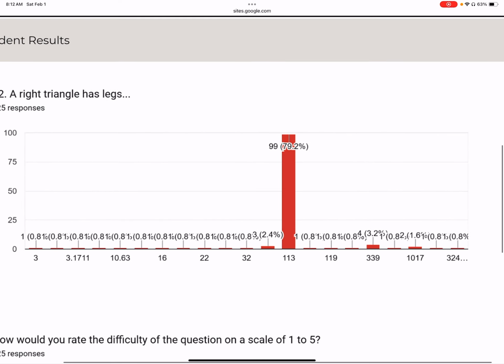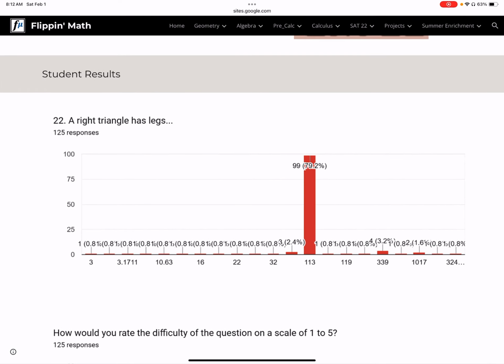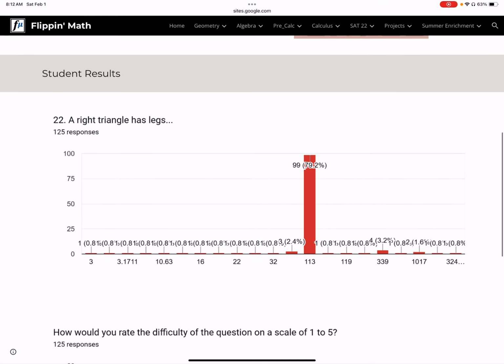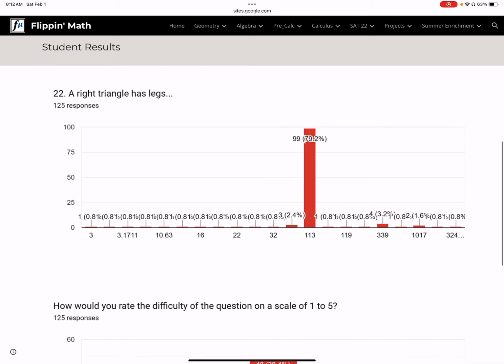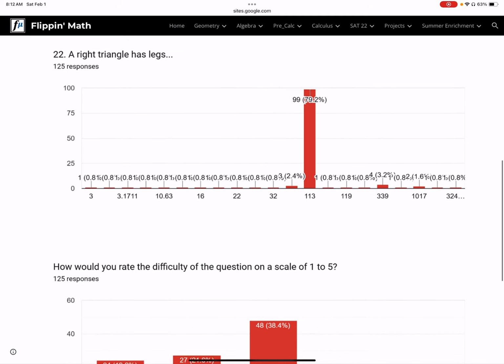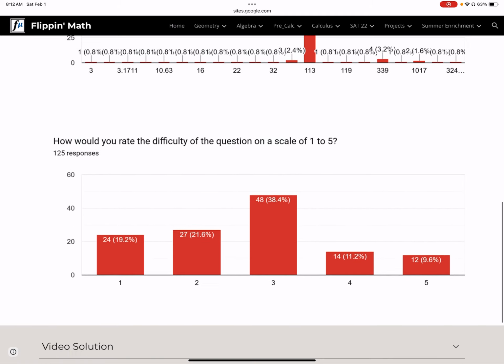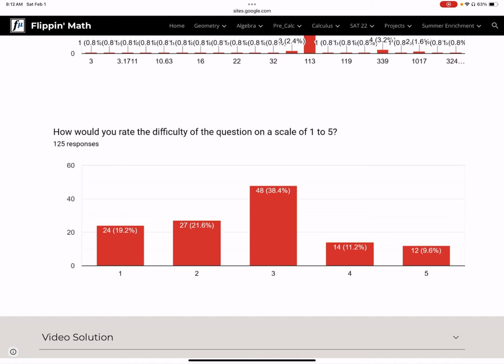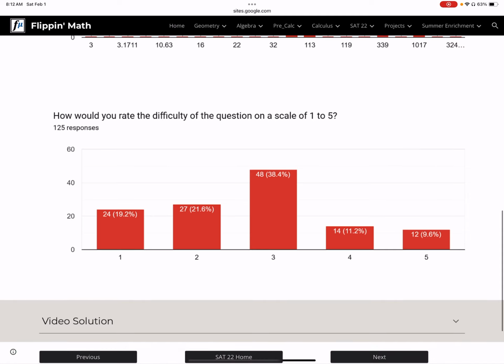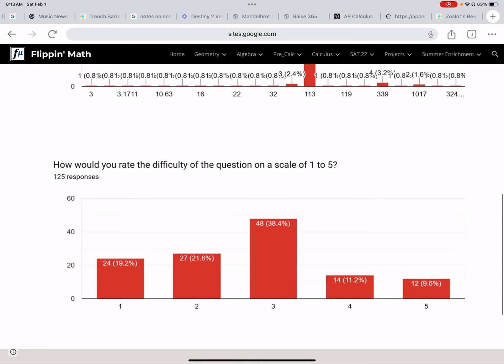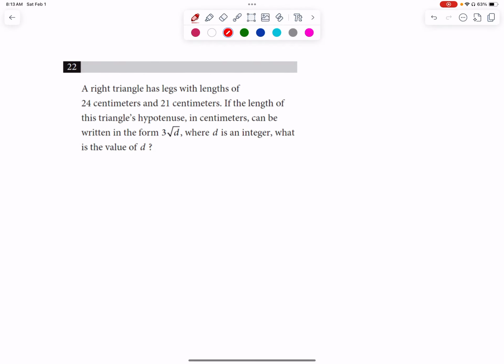You can see from this bar graph here that most of us answered 113, which is in fact the correct answer. Nothing even comes close. That was nearly 80% of us with the correct answer. And we said that it was roughly medium, skewed a little bit towards the easier side. So let's take a look at the actual solution here.